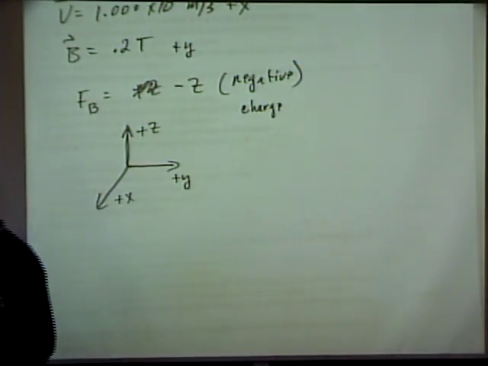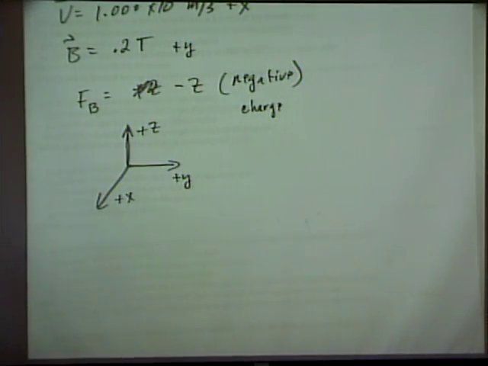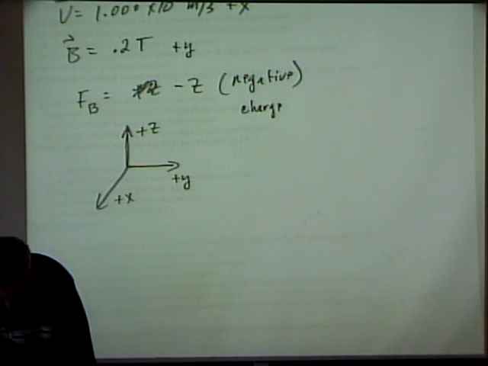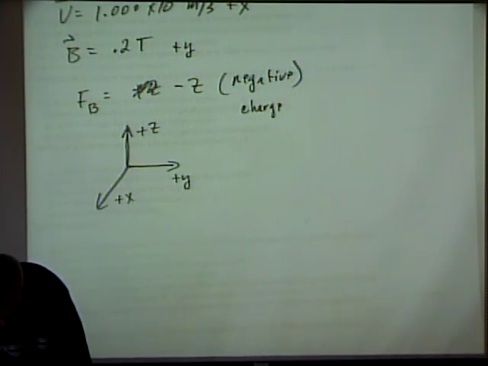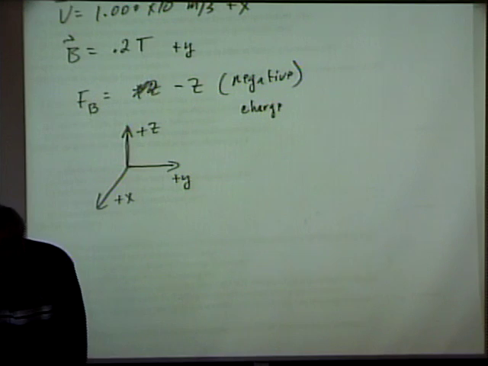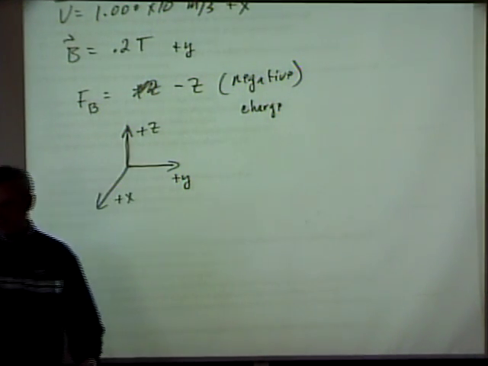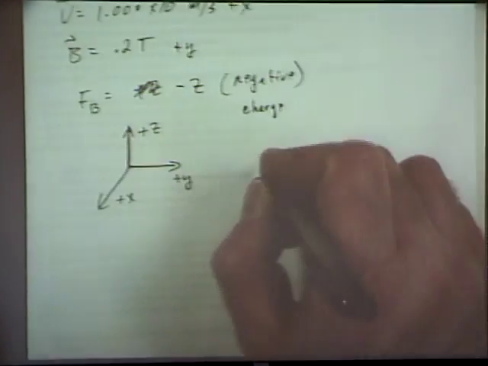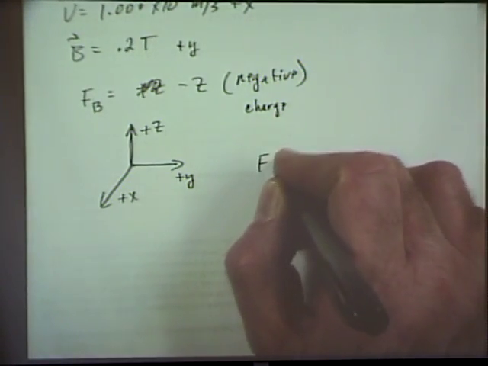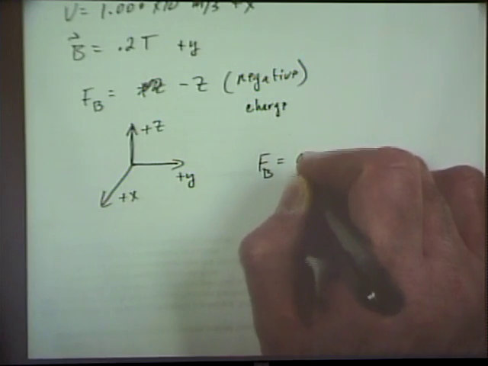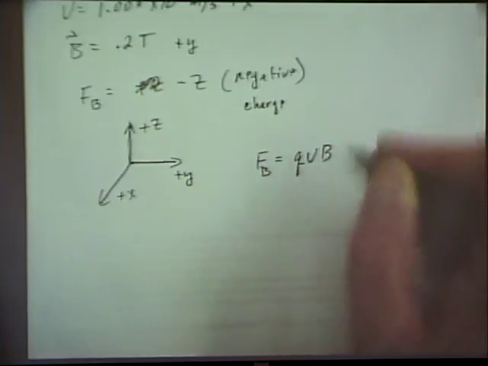Okay, then the next question is this. What is the magnitude of the force on the particle when it's in this field? Notice they didn't want a direction. We've already done the direction part. The magnitude, F of B, will equal QVB.